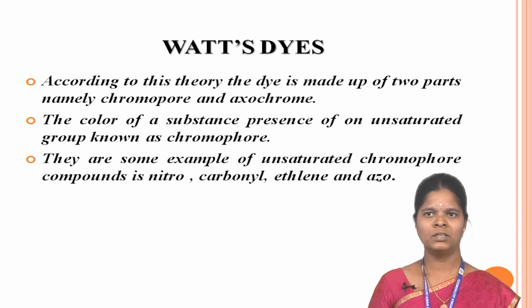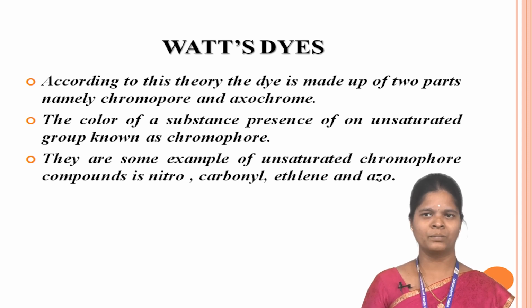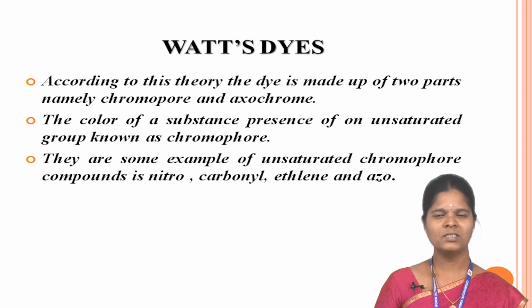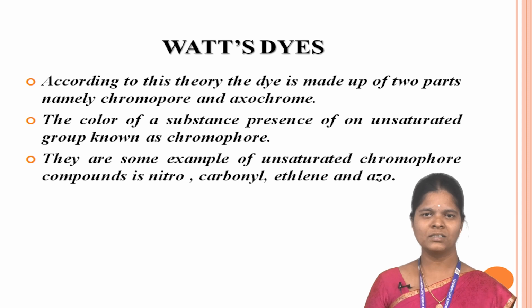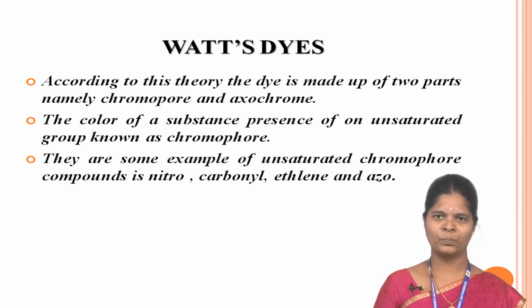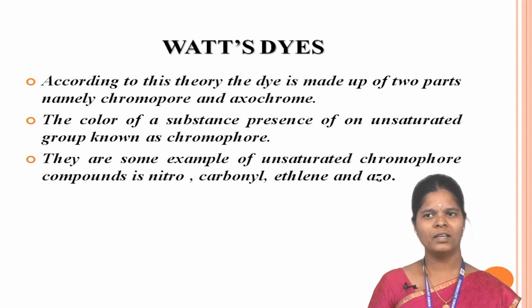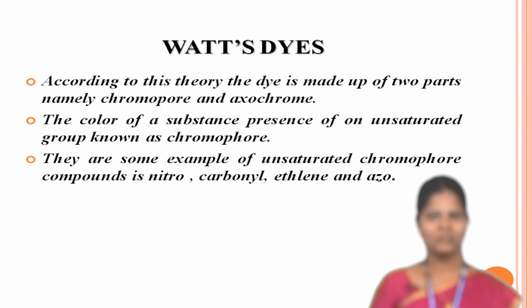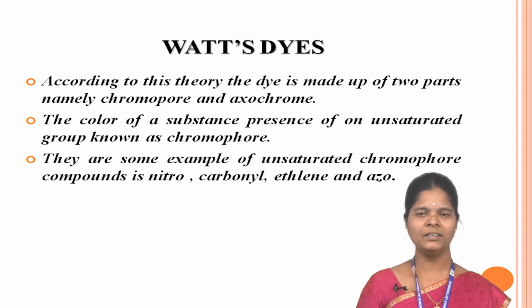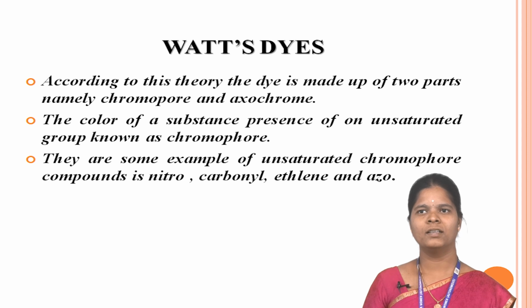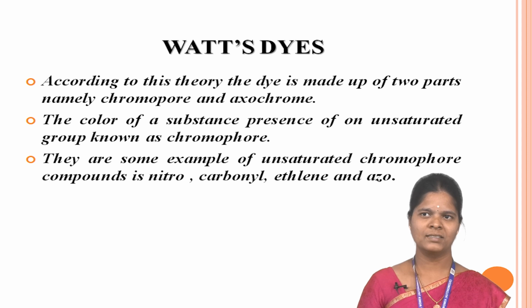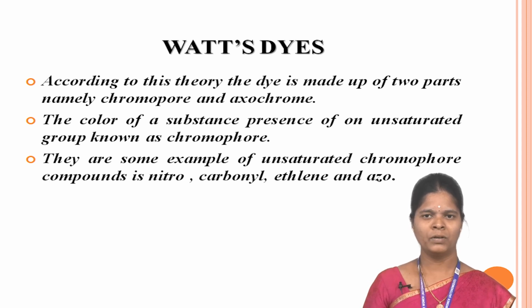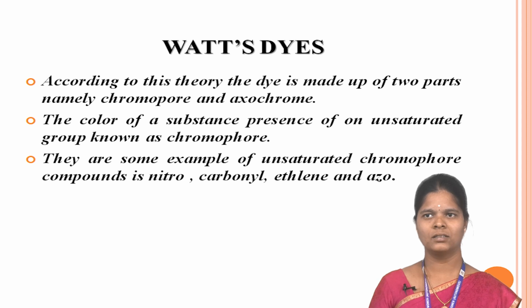The first type is chromophore. The color of a substance is due to the presence of an unsaturated group, known as the chromophore. Some examples of unsaturated chromophore groups are nitro, carbonyl, ethylene and azo. A greater number of chromophores increases the intensity of color. The second type is auxochrome.